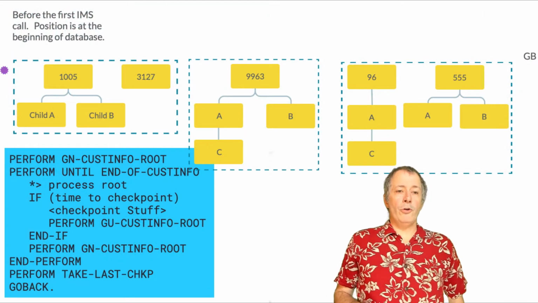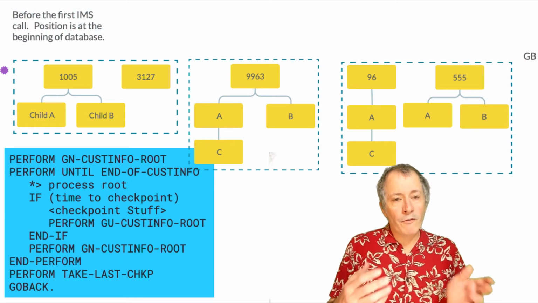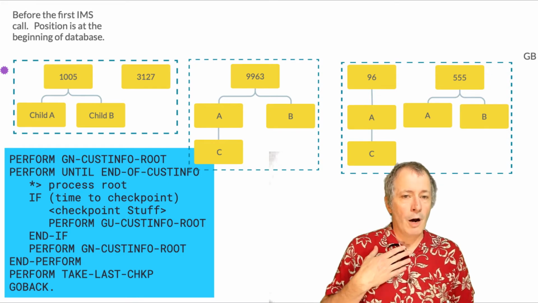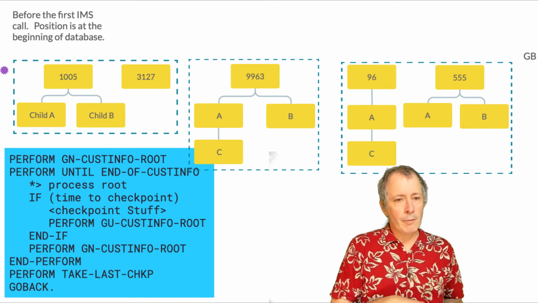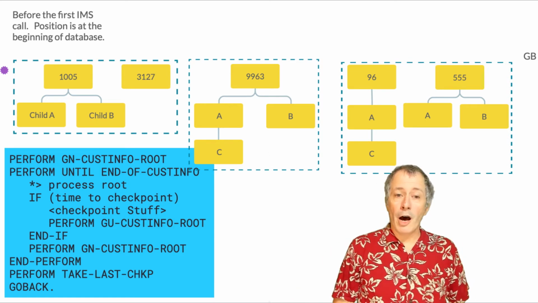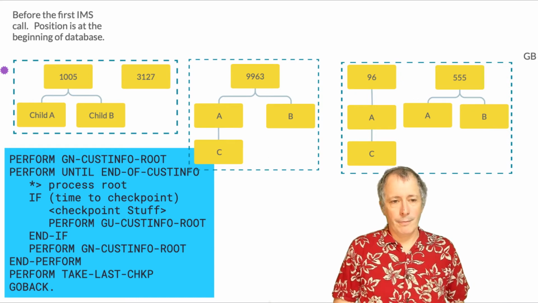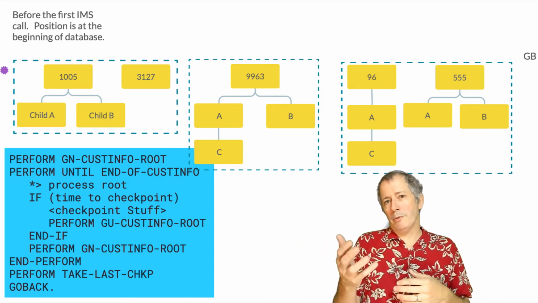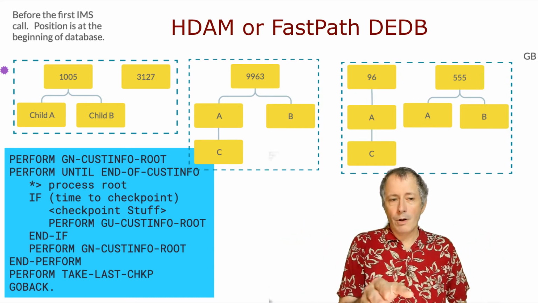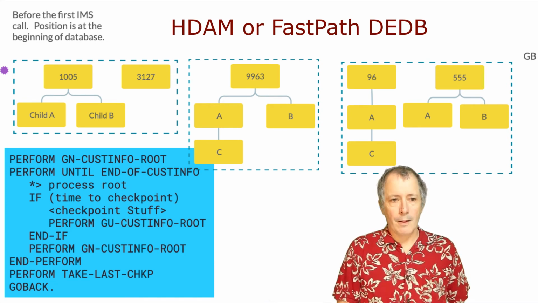This slide shows 5 roots spread across 3 CIs, or VSAM control intervals. I've only worked with IMS over VSAM. I've never worked with IMS over OSAM. The dotted blue squares represent CIs with data. This picture represents either an HDAM or a Fast Path data entry database, or DEDB.